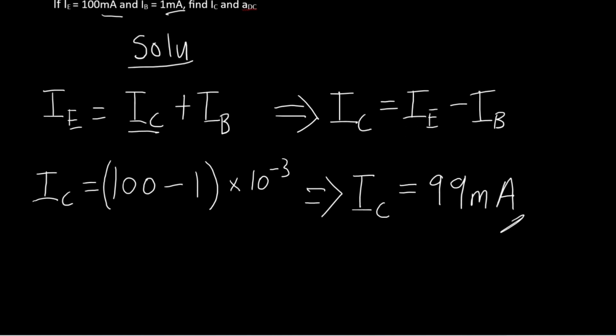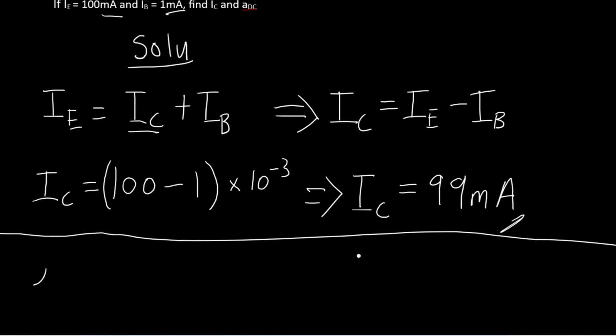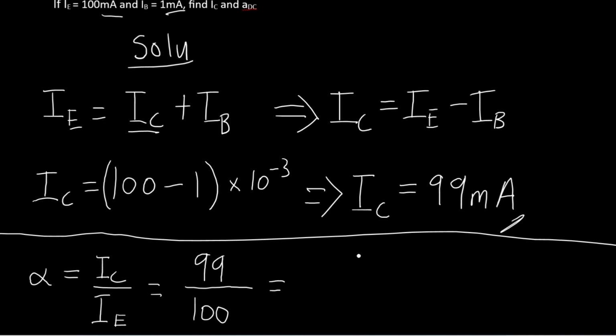Now our alpha DC is equal to IC over IE. Repeating our formula, we have 99 over 100. When we divide this, we have our answer to be 0.99.